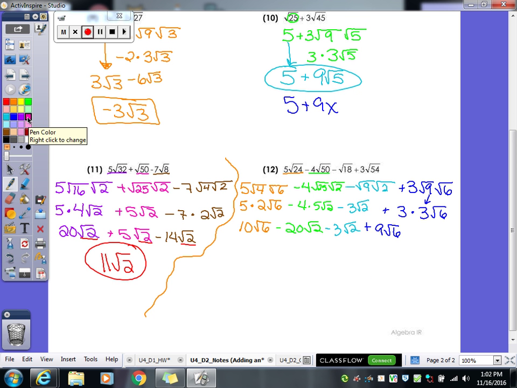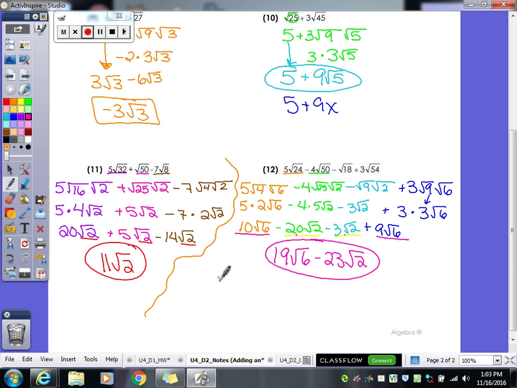So now what happens, we have 2 different radicands here. We have a radical 6 and we have a radical 2. So that means we're going to have 2 radicals in our answers. You want to combine the 6's and then you want to combine the 2's. So 10 radical 6 plus 9 radical 6 would give us a 19 radical 6. And then negative 20 radical 2 minus 3 radical 2. What does that give us? Negative 23 radical 2. And that's your final answer.